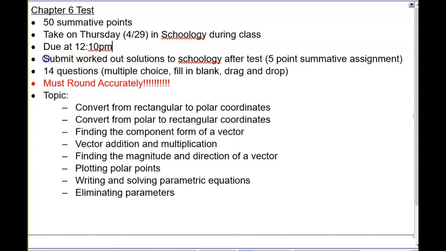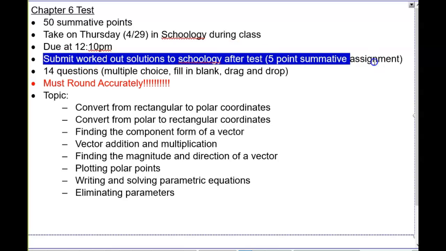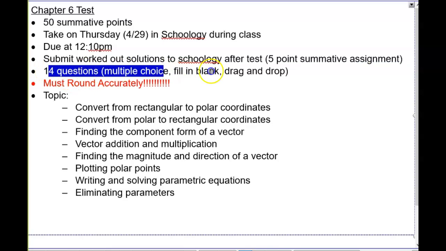Okay, and then submit your worked out solutions. That's worth 5 extra points summative. That's like 3 points. You have to submit your work when you're done because I use that work to go back and correct your test. If you don't turn in work, then you get it 100% wrong. I can't give you any partial credit. All right? It's 14 questions long. Some of them are multiple choice, fill in the blank, or drag and drop. You must round accurately, otherwise you won't get it right.